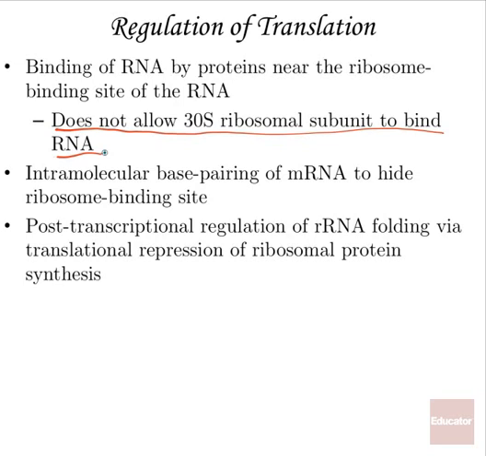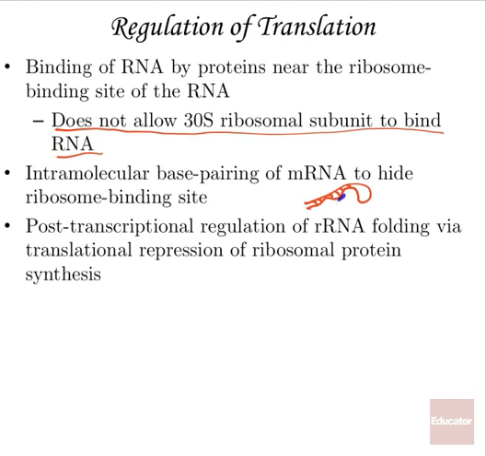Okay. Another way that you can regulate translation is if you have intramolecular base pairing of mRNA. So the mRNA itself could be hiding its normal ribosome binding site. Maybe it's right here. But because it's base paired to itself, the ribosome can't bind the mRNA.